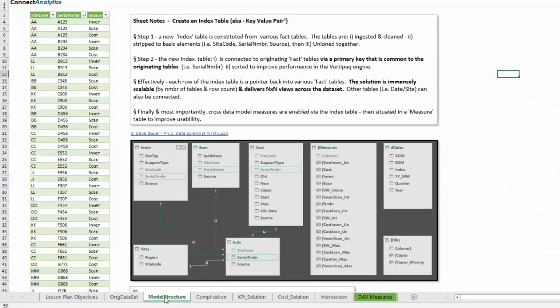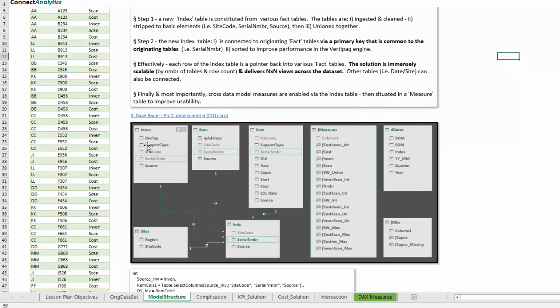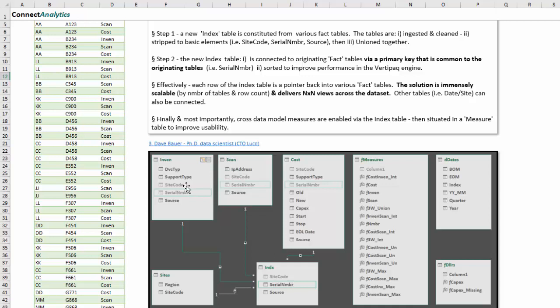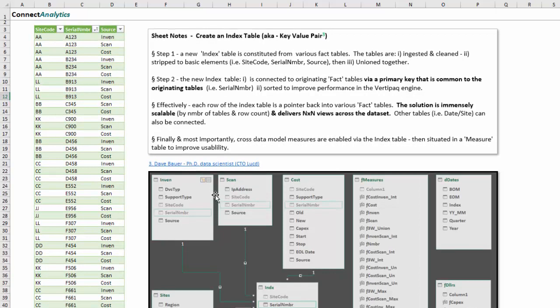So we're going to move now to the model structure. And the point I want to illustrate to everyone here is you can see the presenting fact tables here essentially are cleaned and scrubbed. And what we do is we create a new index table constituted from these various fact tables. It is important, though, that we have a primary key in these originating tables that is common across those tables. And in our case, serial number is the obvious choice. That's number two. Number three, think of this index table effectively as being the pointer back into these fact tables.